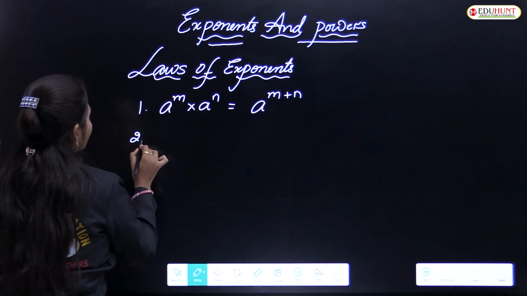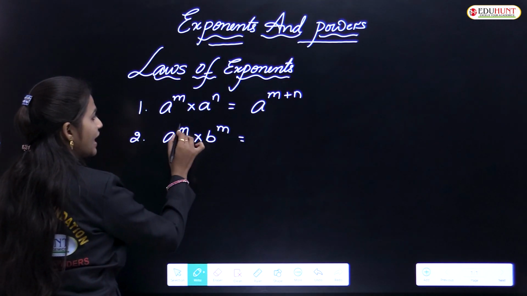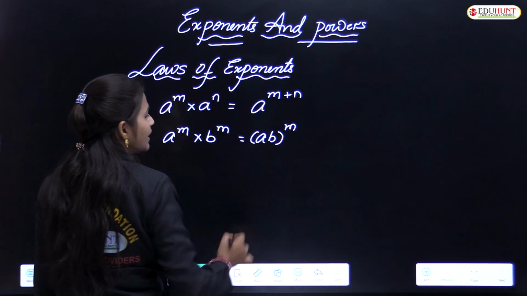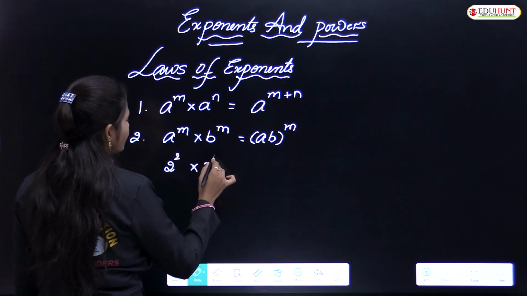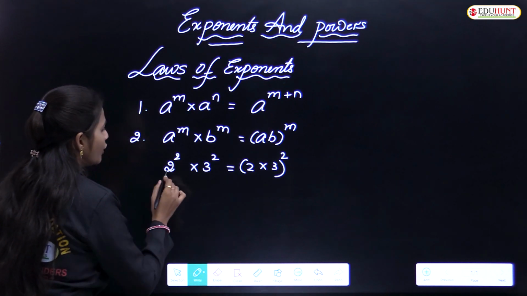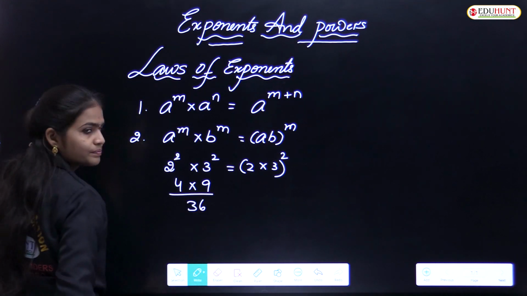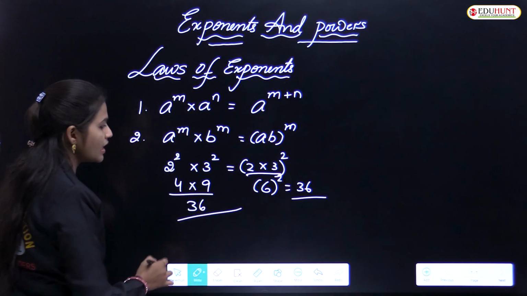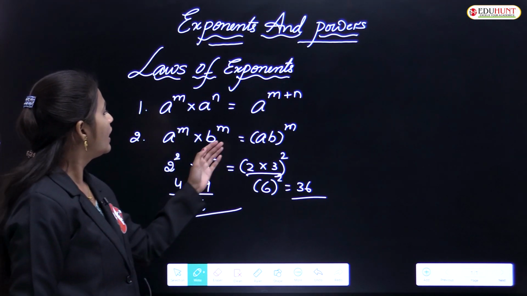Next one is a power m into b power m. Here the bases are different and the exponents are the same. So we can write this as ab whole power m. For example, 2 square into 3 square. We can write this as 2 into 3 whole square. According to this, 2 2's are 4 and 3 3's are 9, so 4 9's are 36. Clear? Next, 2 3's are 6, and 6 square is equal to 36. So those two are equal or not? Equal only, no? That's why a power m into b power m is equal to ab whole power m.